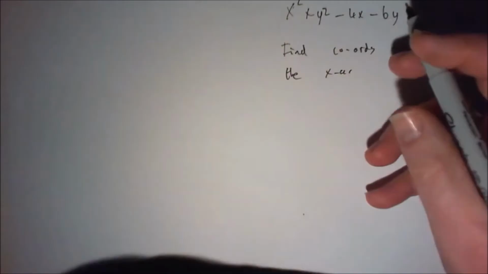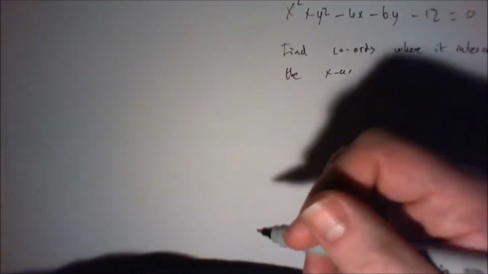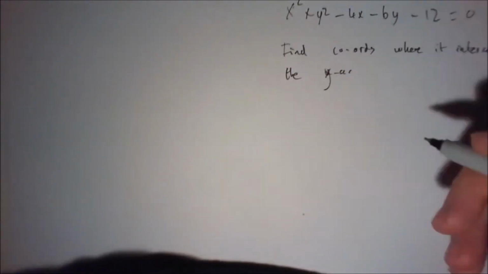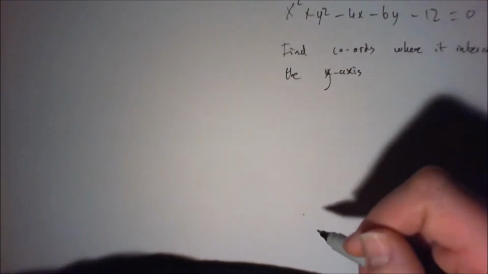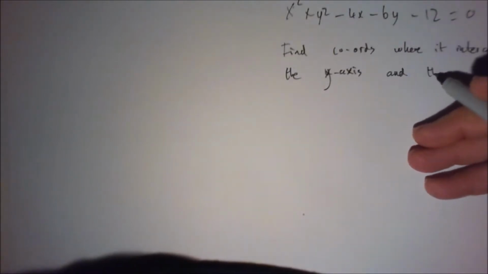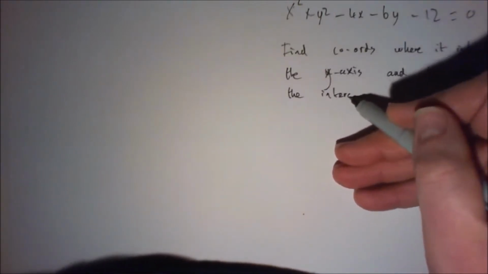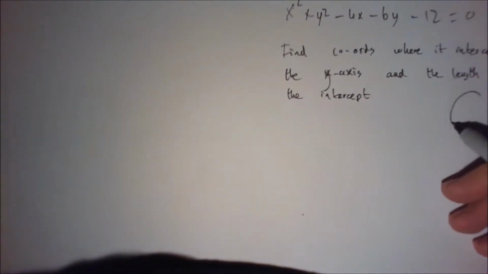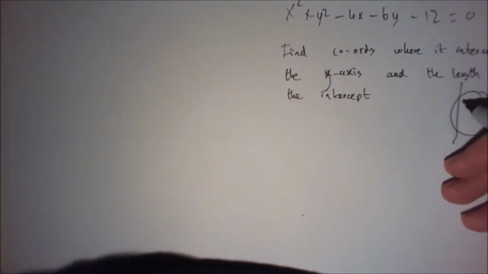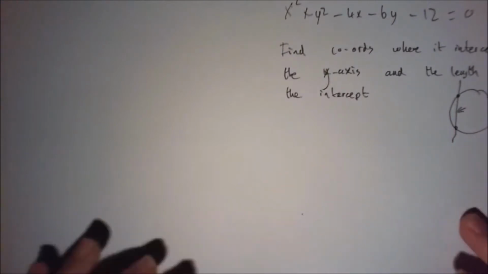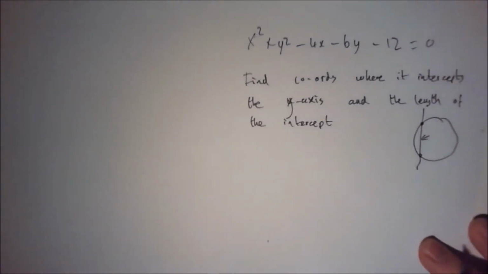No, we go y-axis this time, will we? Okay. We go y-axis this time. I think it'd be the x-axis. And the length of the intercept or chord. So in other words, we want the coordinates and we want the length of that. Okay, so we do a 3, 2, 1. Give it your best shot. 3, 2, 1, go.